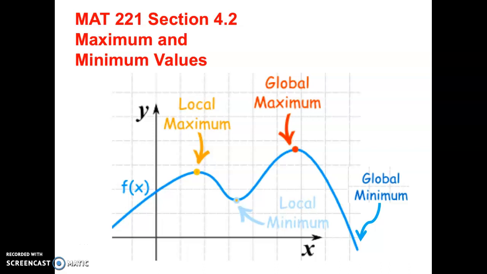Hello, this is MAT221, Calculus 1. This is Mrs. Johnson. This is section 4.2, which is in Unit 4, talking about the applications to the derivative. And this particular topic is talking about maximum and minimum values of a function.